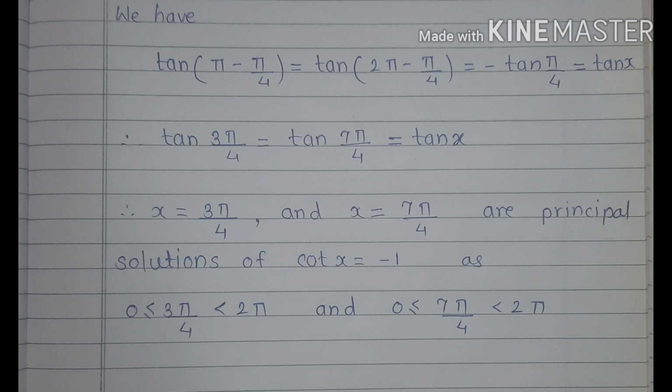Therefore, x is equal to 3 pi by 4 and x is equal to 7 pi by 4 are the principal solutions of cot x is equal to minus 1, as they both lie from 0 to 2 pi.